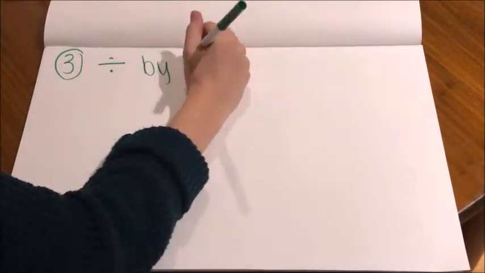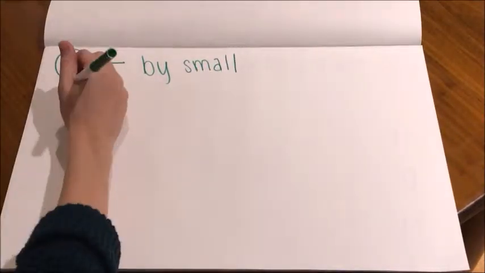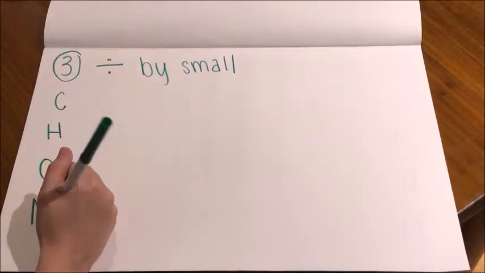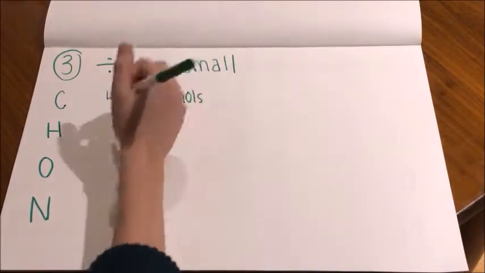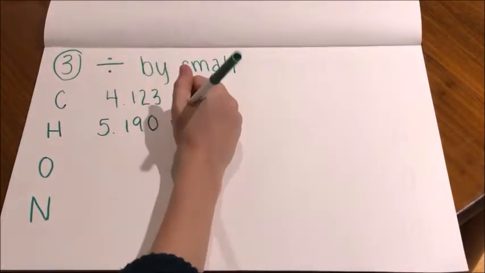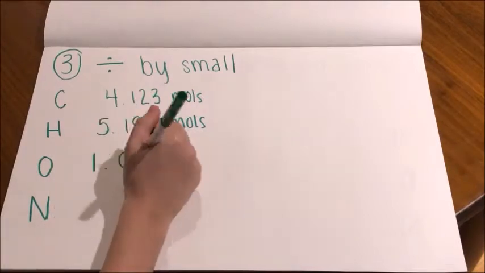In step 3, we divide by small. This means dividing by the smallest number of moles calculated in the previous step. Since 1.029 moles is the smallest number, we divide everything by 1.029.